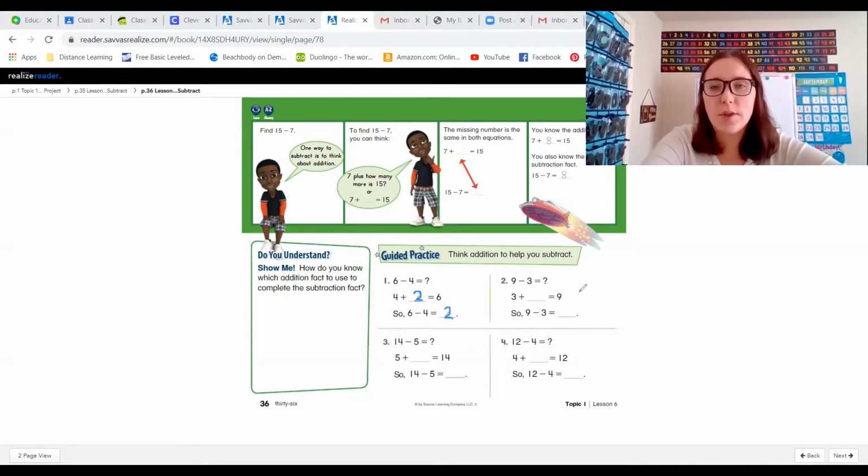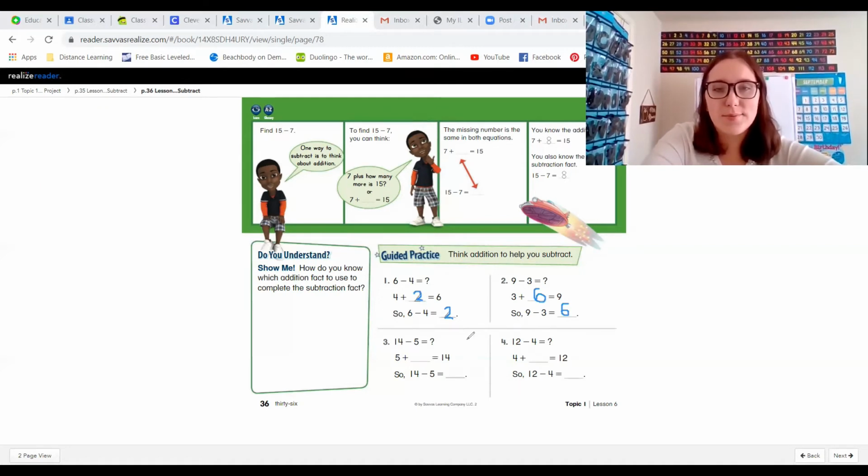Let's look at number 2. 9 minus 3 equals what? Well, we know the related addition fact, 3 plus something equals 9. 3 plus what equals 9? What do you guys think? 6. So 9 minus 3 equals 6. Okay, because those are related addition facts to our subtraction fact that we're doing.